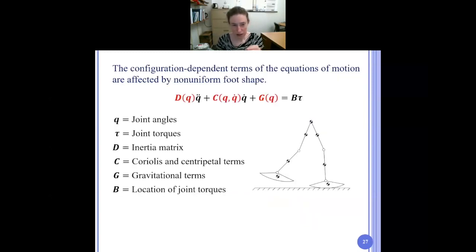So going from a curved foot with a uniform radius of curvature to a curved foot with a non-uniform radius of curvature gets a little tricky because it becomes hard to find the position and velocity of this stance ankle. And you need the position and velocity of the stance ankle so that you can find position and velocity of all the other key points on the biped, because those are needed to find all of these configuration-dependent terms in your equations of motion. So basically your inertial matrix, your matrix of Coriolis and centripetal terms, and your gravity vector.